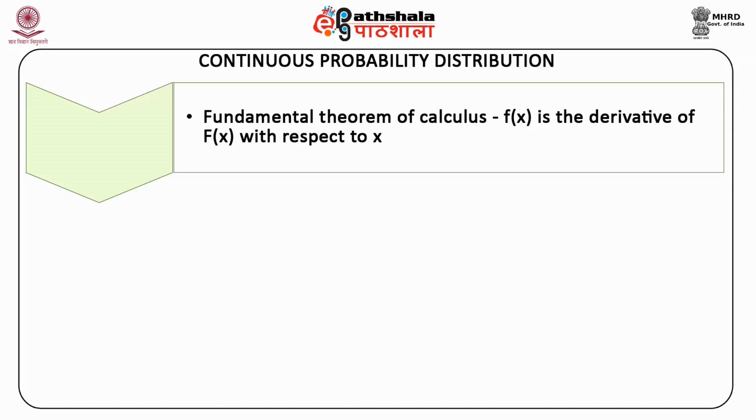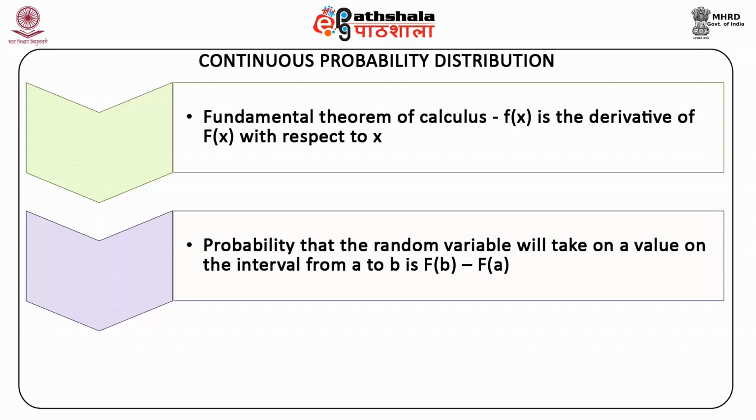Also, another consequence of this theorem is that the probability that a random variable will take on a value in the interval from a to b is F(b) minus F(a).